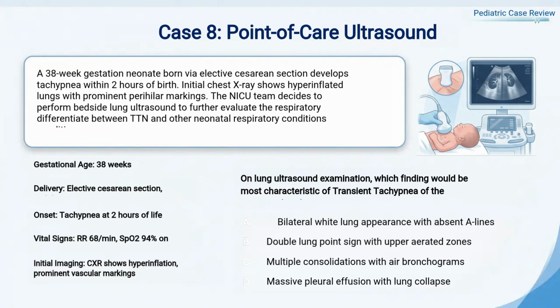On lung ultrasound examination, which finding would be most characteristic of transient tachypnea of the newborn? Option A, bilateral white lung appearance with Aspinae lines. Option B, double lung point sign with upper aerated zones. Option C, multiple consolidations with air bronchograms. Option D, massive pleural effusion with lung collapse.